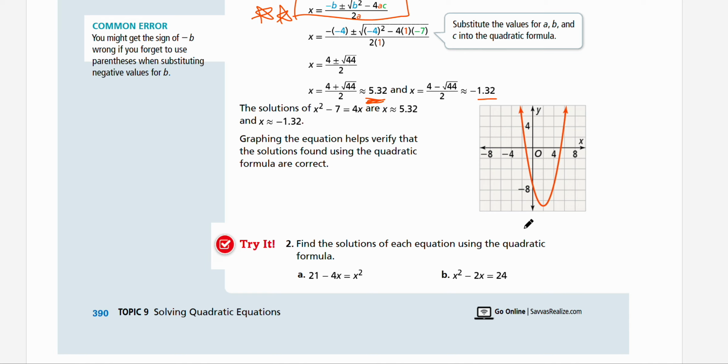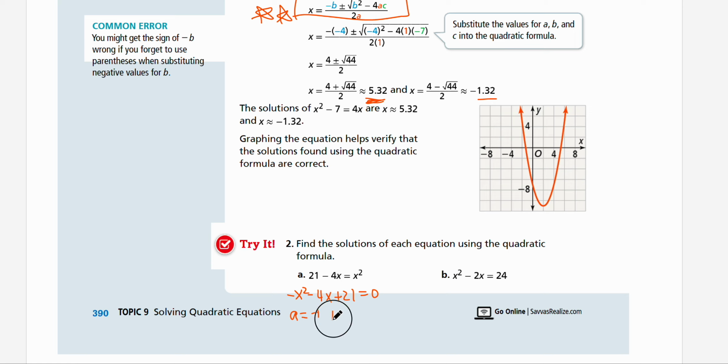Okay, are you ready? Let's look at part A. So change this to standard form. We have x squared minus 4x. Wait, this is negative x squared minus 4x plus 21 is equal to 0. Or you can move everything on the other side to make it positive, but either way, you should get the same answer. Just make sure the signs are correct.